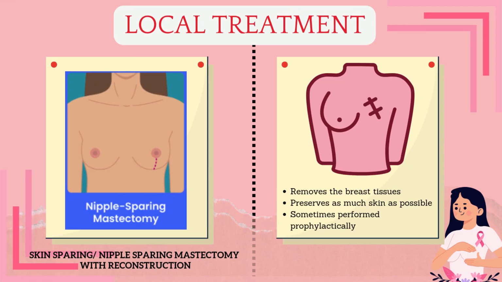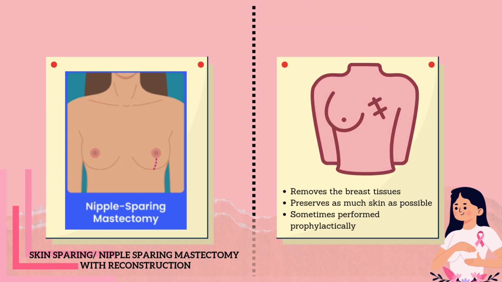Skin-sparing and nipple-sparing mastectomy removes the breast tissue but preserves as much skin as possible, sometimes including the nipple. This is utilized to treat invasive breast cancer or reduce the risk of recurrence. Sometimes it is performed prophylactically to prevent breast cancer in high-risk individuals.